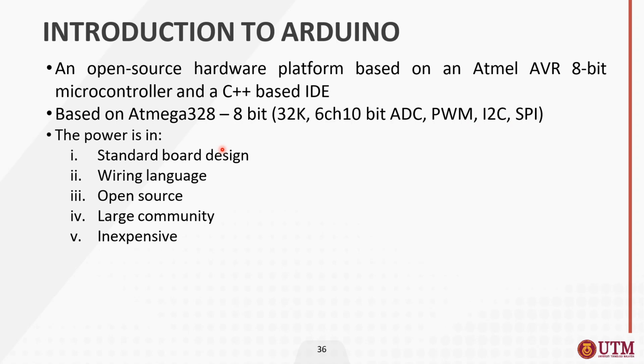Right. So what is the good thing about Arduino? Okay, the power is in the standard board design. The board that the Arduino uses is very standard, and then the wiring language is very easy for us to understand. It is open source, so after you buy the hardware, you don't have to pay anything. They have a very large community. Lots of people are using Arduino, so you have lots of examples, lots of exposure, lots of projects. And the last part is that it is not expensive. So that is what is good about Arduino.